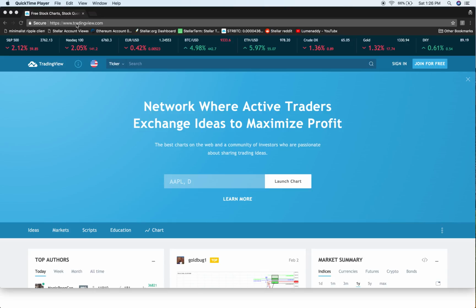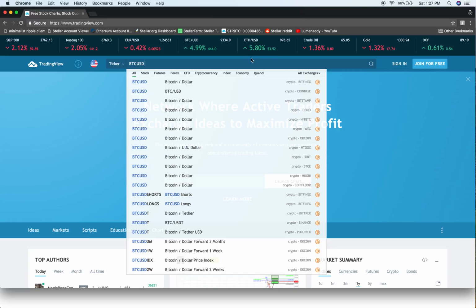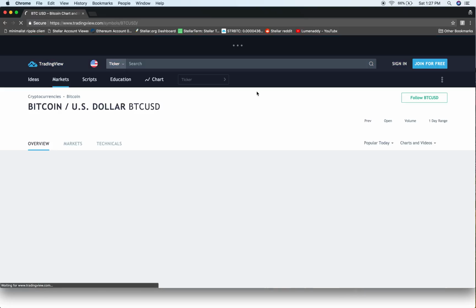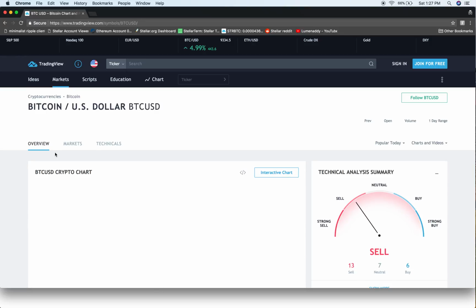So for starters, we'll go to tradingview.com. Now, you don't have to sign in. You can immediately jump into a chart. They allow you to use a chart for 15 minutes without them requiring you to sign in. Otherwise, you can create an account. It's free. So let's just jump right into a chart. We'll go BTC USD.